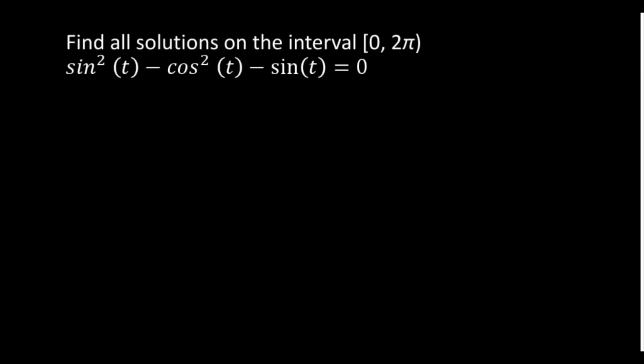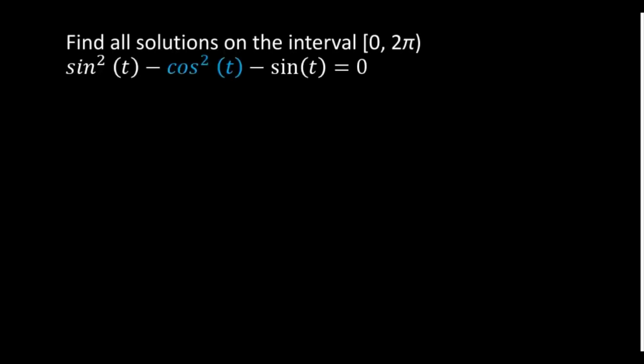Let's look at another example. We need to find all solutions on the interval from 0 to 2 pi, and our equation is sine squared of t minus cosine squared of t minus sine of t equals 0. In this equation, we see that we have sines and cosines. So our first step would be to rewrite everything in terms of only one trig function. And since we have more sines in this equation, I want to rewrite everything in terms of sine.